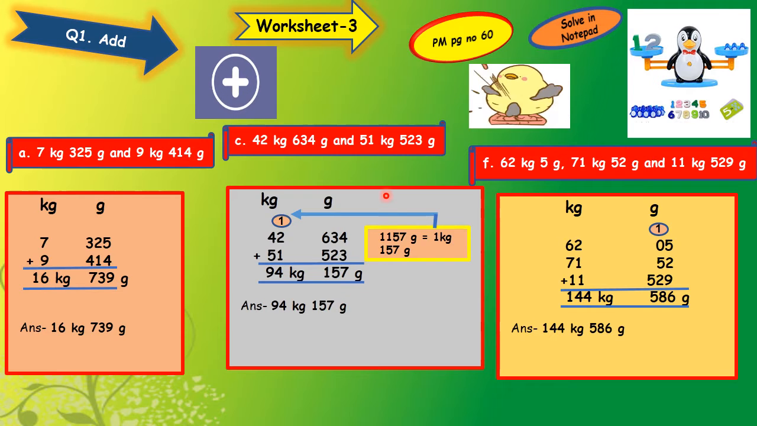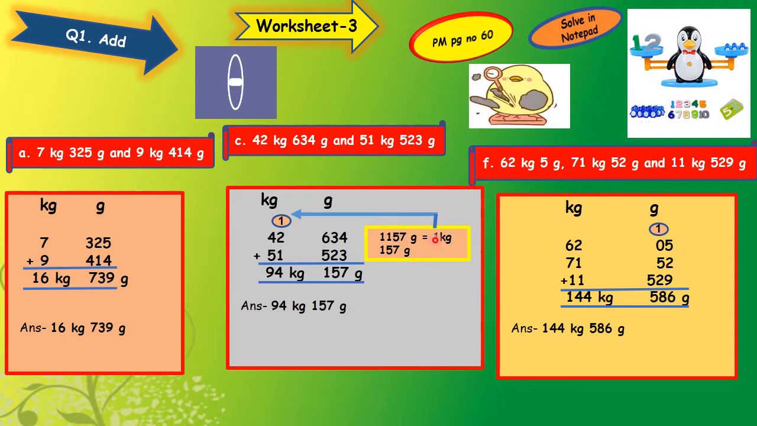Same way we shall arrange all the numbers in question C also. 42 kg 634 grams and 51 kg 523 grams. So here, after arranging all the numbers according to the units, we shall start addition from the grams column. 4 plus 3 is equal to 7, 3 plus 2 is equal to 5, 6 plus 5 is equal to 11. So actually here in grams we are getting 1157 grams. That is equal to 1 kg 157 grams.